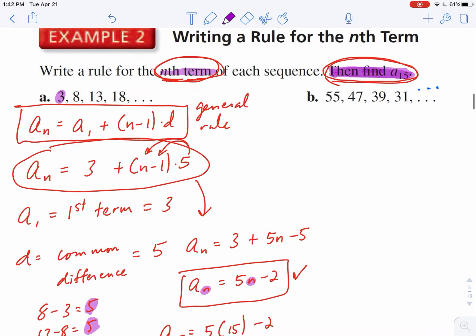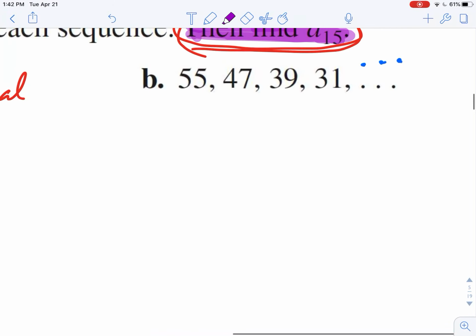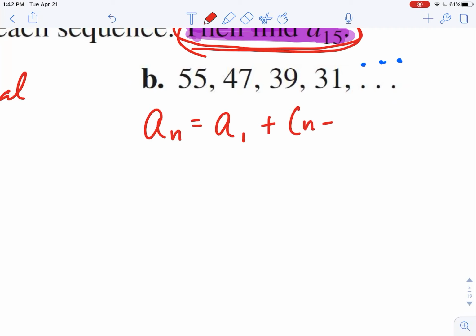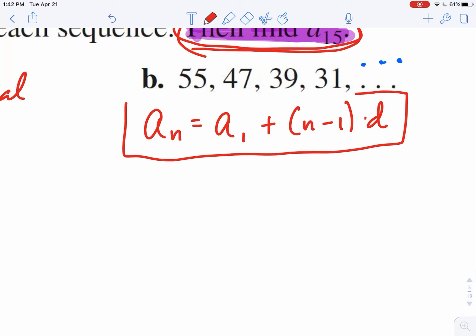So it looks like they're giving us another list. But before we start, let's start by writing out the nth term. The nth term is found by taking the first term plus n minus 1 times d. And keep in mind that's sort of our generalized formula. And we're trying to find a number for both the first term and for that common difference.